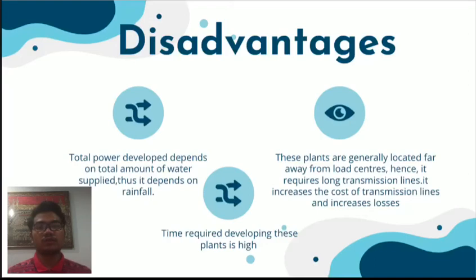First, total power developed depends on the total amount of water supply, thus it depends on rainfall. These plants are generally located far away from load centers, hence it requires long transmission lines. It increases the cost of transmission lines and increases loss. The time required to develop this plant is high.